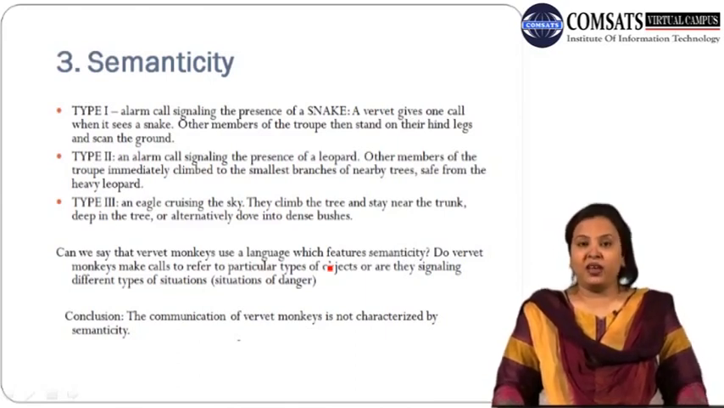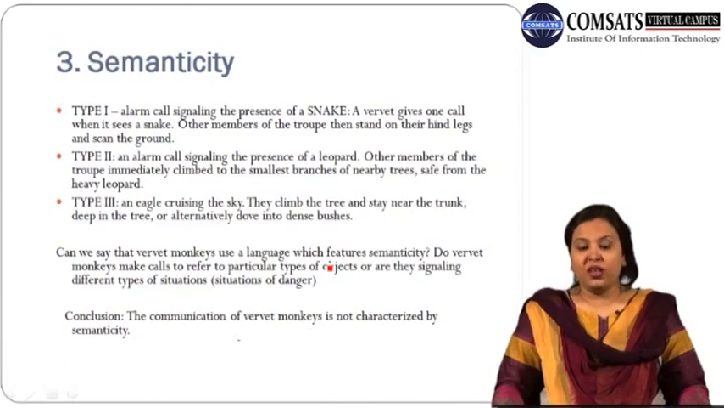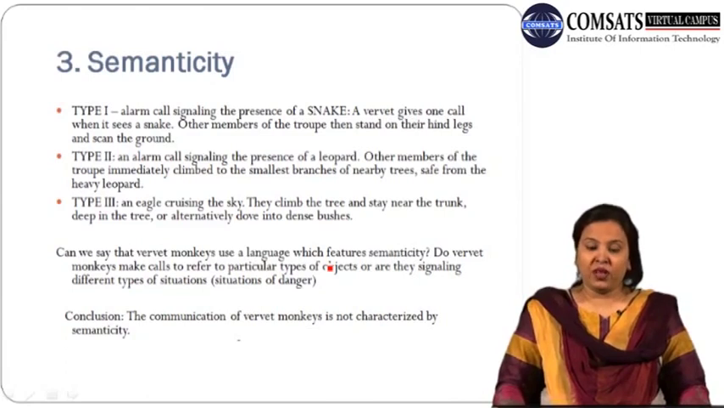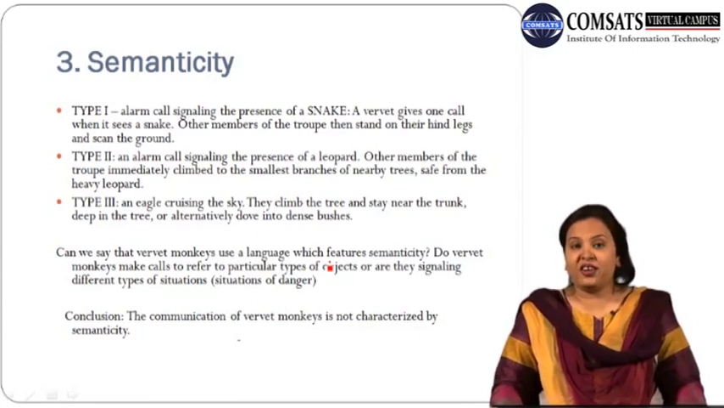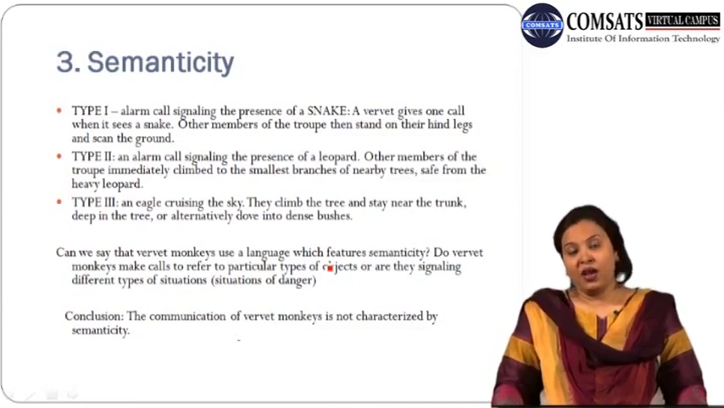Third, if a vervet monkey sees a hawk, he produces a totally different kind of sound. As soon as all other members of the troop hear this sound, they quickly climb up the trees and stay near the trunk. Staying near the trunk shows that they understand their partner monkey is telling them there is a hawk in the surroundings. Quite interesting, but it has been observed in vervet monkeys. So this shows that vervet monkeys have this feature of semanticity in their communication, because whenever they utter a different sound, it is meant to be something different and is communicated as something different to all other members of the group.